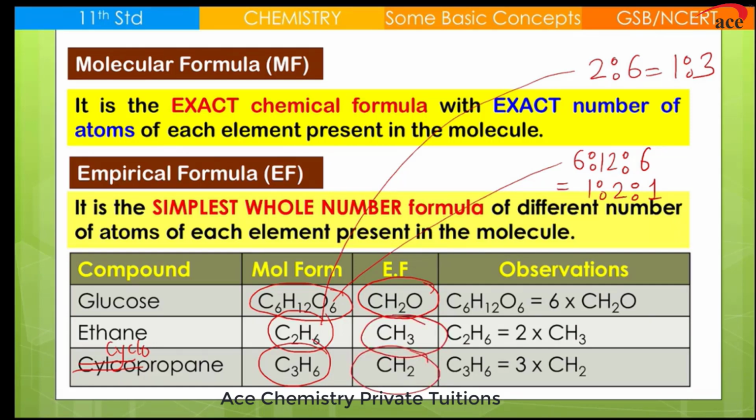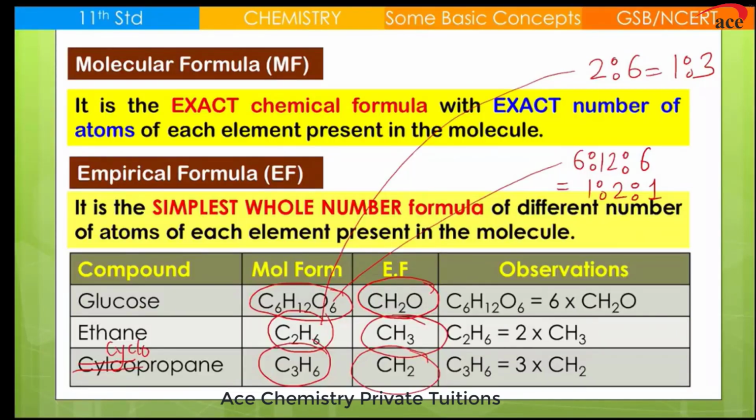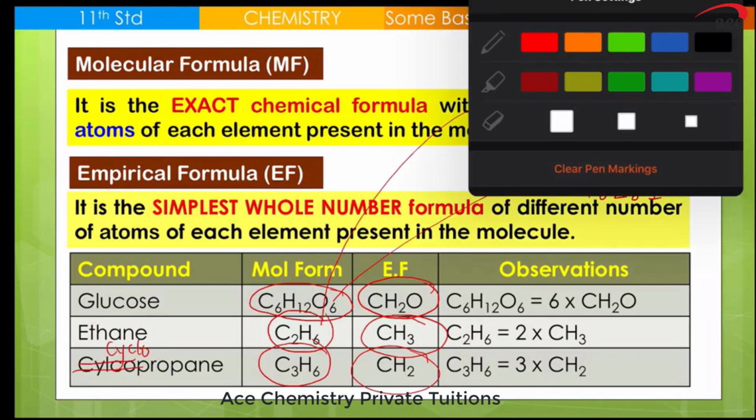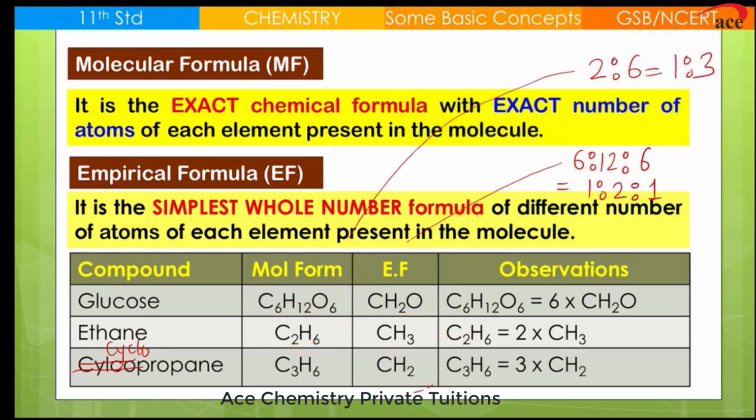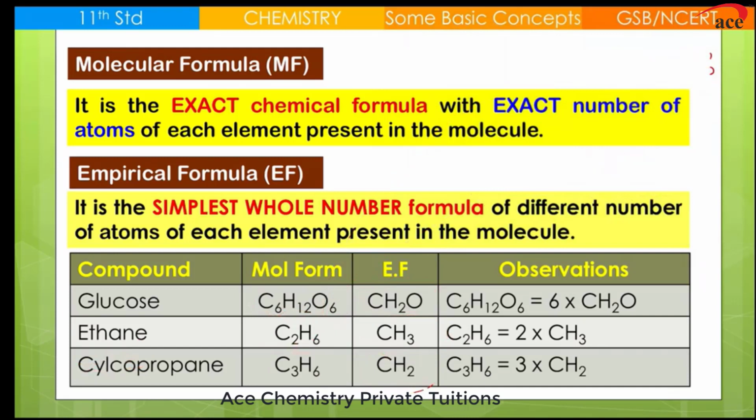So what does molecular formula give us? Molecular formula gives us the exact formula, while empirical formula gives you the simplest whole number ratio. So exact formula is molecular formula. Its simplest ratio is empirical formula. Got it?